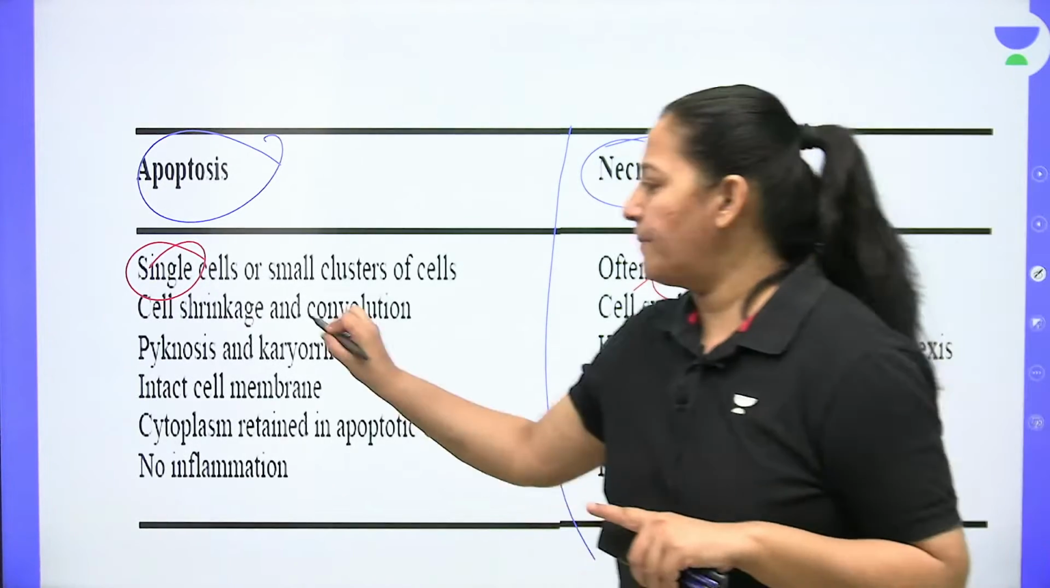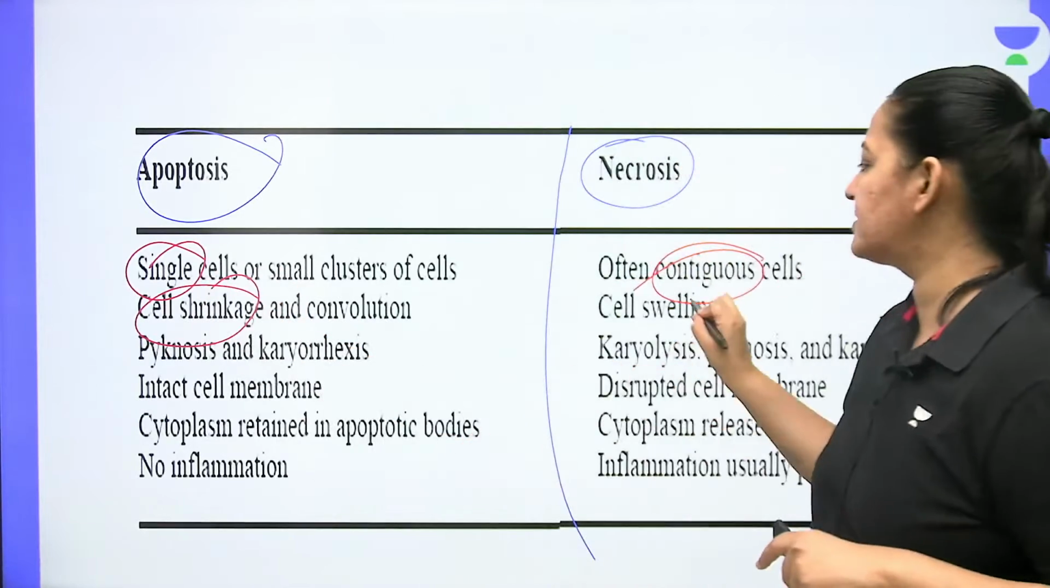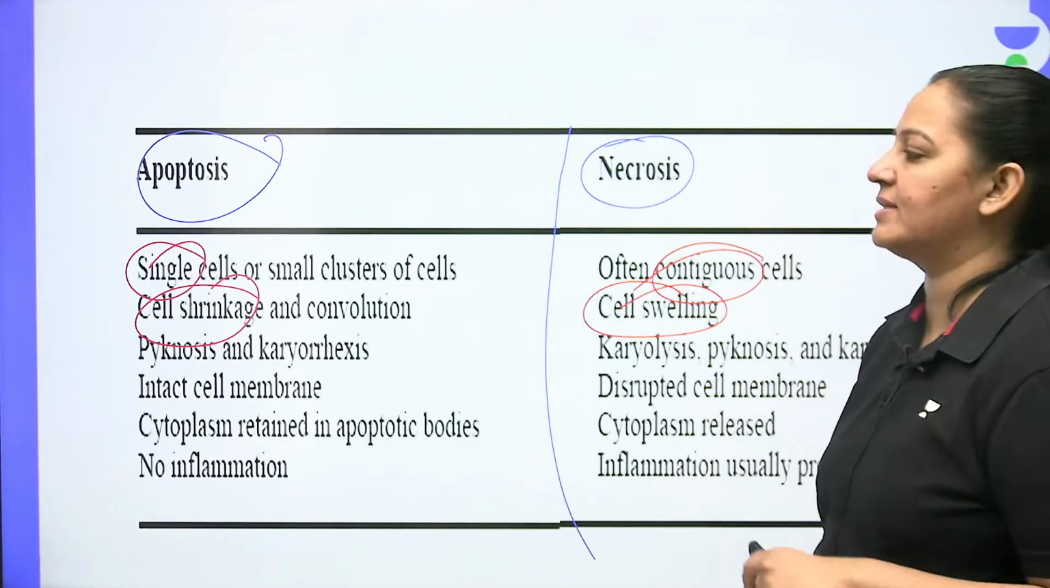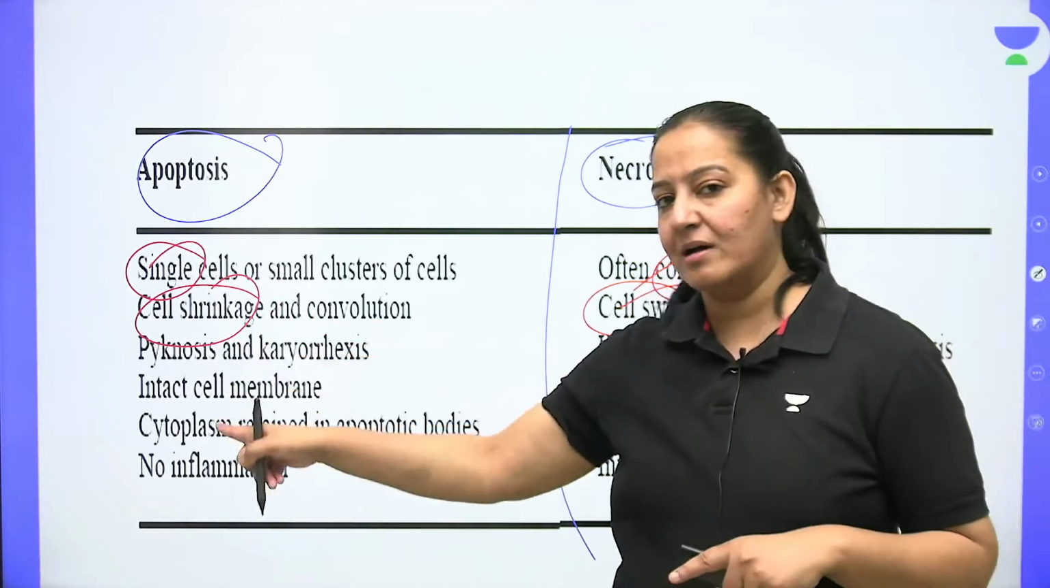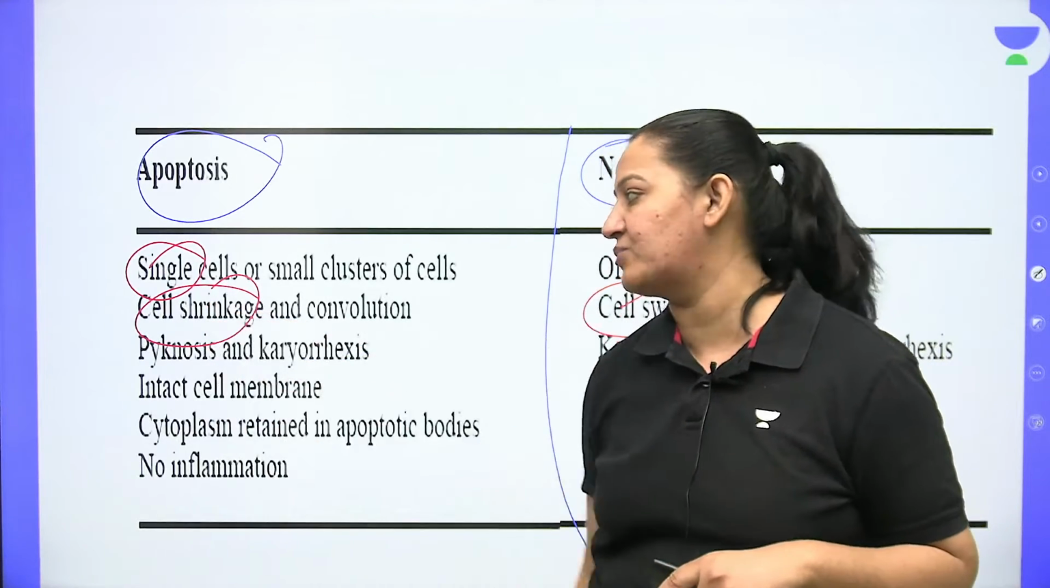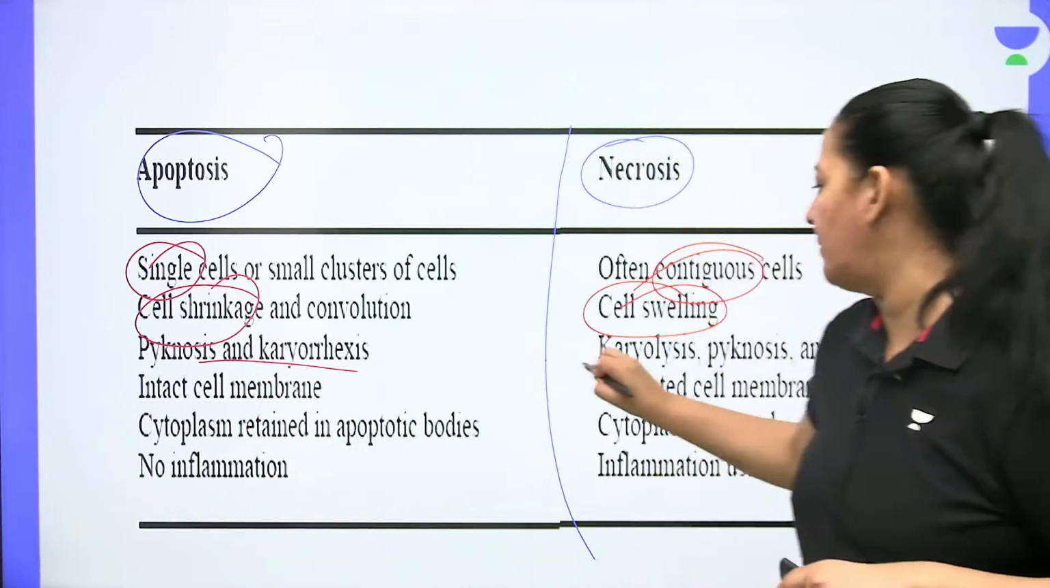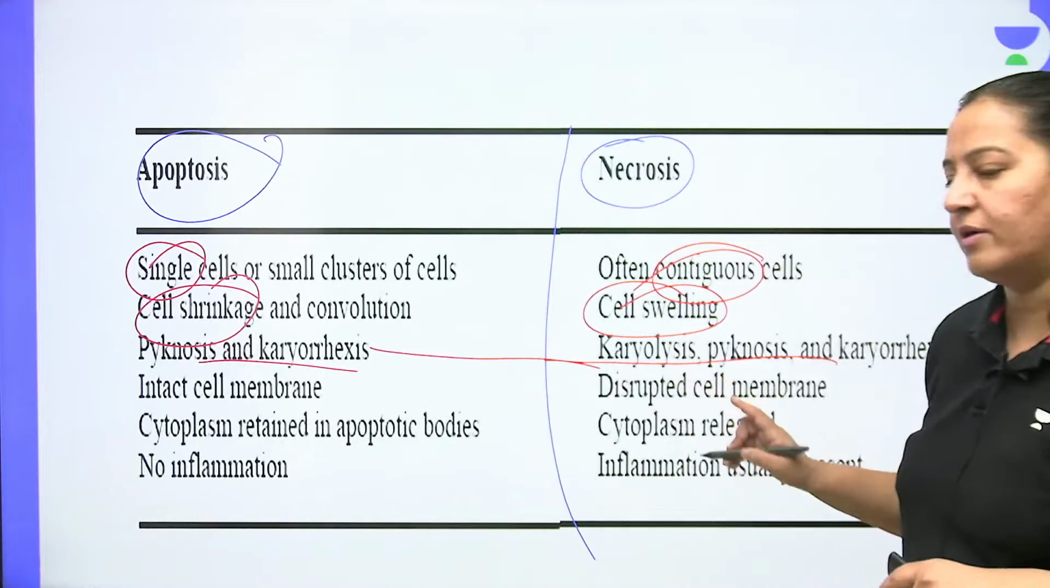The first difference: in apoptosis, cell shrinkage is there. In necrosis, cell swelling is there. I will teach you necrosis next. We have already seen apoptosis now. Among the 7 morphological features, the first was cell shrinkage. Pycnosis and karyorrhexis are common for both of them. Nuclear changes are common, right?